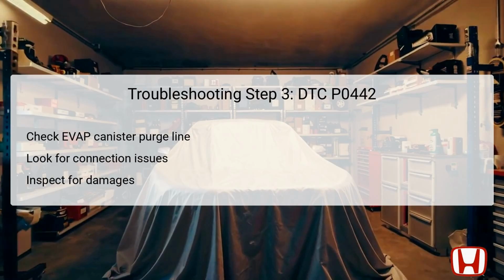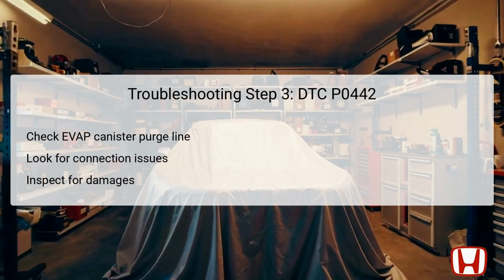In this step, technicians should conduct a visual inspection of the EVAP canister purge line. This line runs from the EVAP canister to the purge valve, and any connectivity issues or visible damages could lead to leaks that trigger DTC P0442. Inspecting the connections is crucial to ensure that no loose fittings or cracks exist, which could affect overall system performance. It's also important to examine other involved components, such as the EVAP canister and FTP sensor, for any signs of damage that might contribute to leaks.